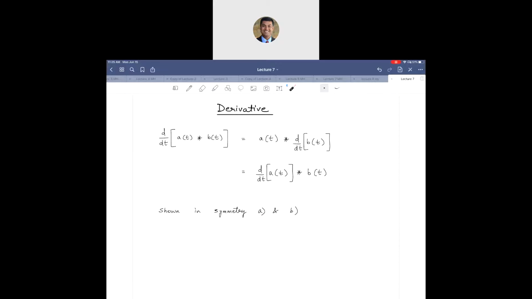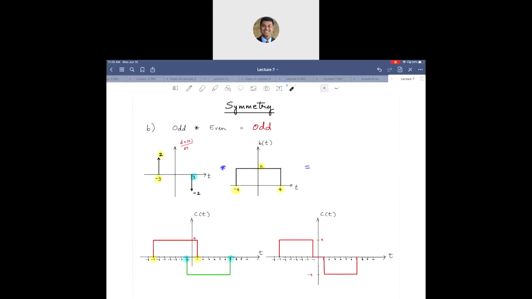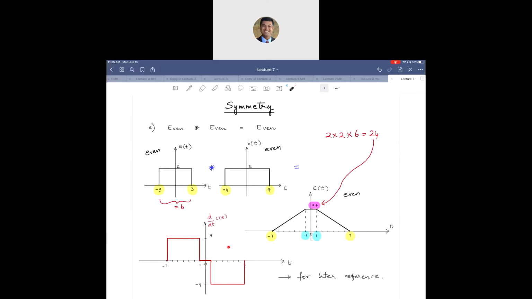Where did we show this? Now, if you look at symmetry A and B, let's take a look at what those are. Symmetry A, so B was here, where we differentiated A of t and convolved with B of t, and we got C of t there. And if you notice, this is exactly the same as differentiating C of t. So first you do the convolution, then you differentiate C of t. So we have kind of proved this.